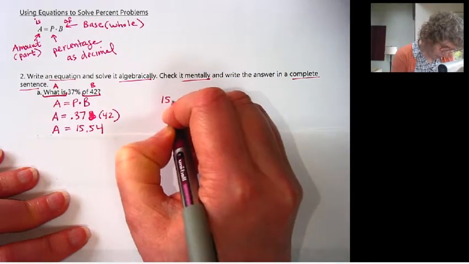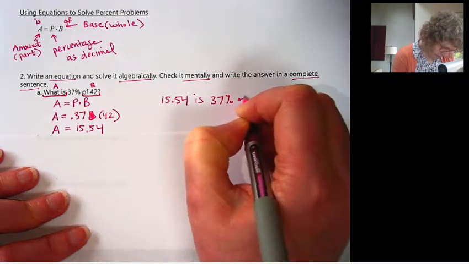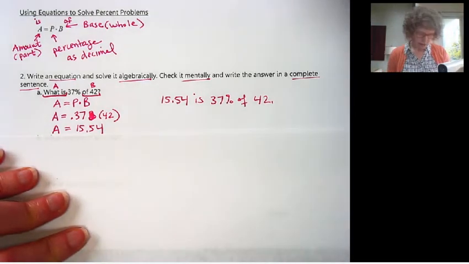So 15.54 is 37% of 42. You can also check it as you're writing your sentence.